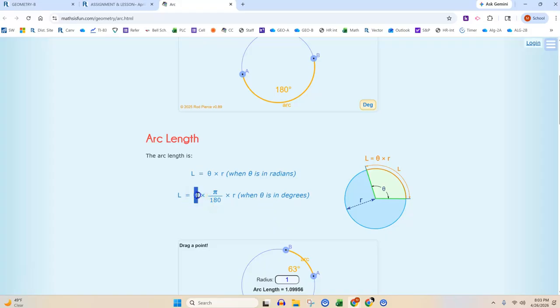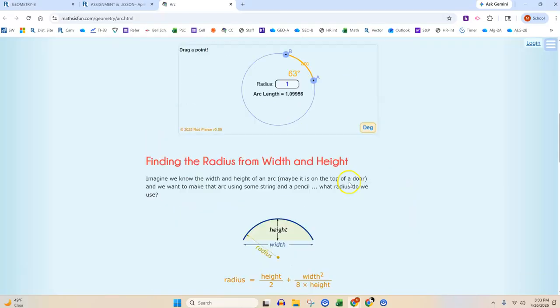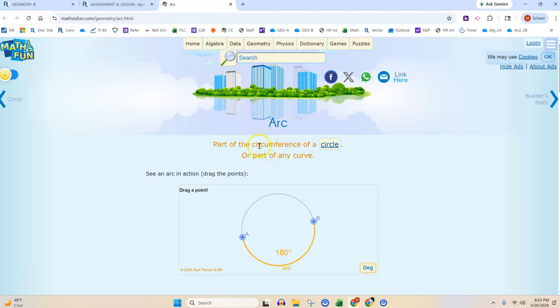So if our angle is something, we multiply times pi divided by 180 times the radius, okay? Because what we're doing really is finding the circumference of the circle, but we're multiplying it by the fraction of degrees that it is. And I'll show you an example. Okay, so that's one of the things.